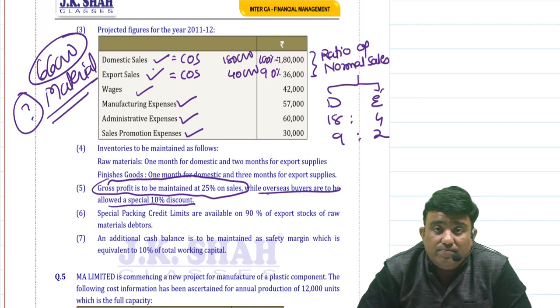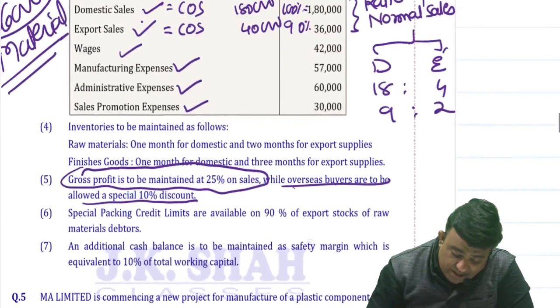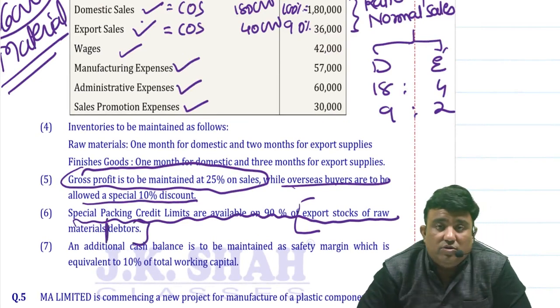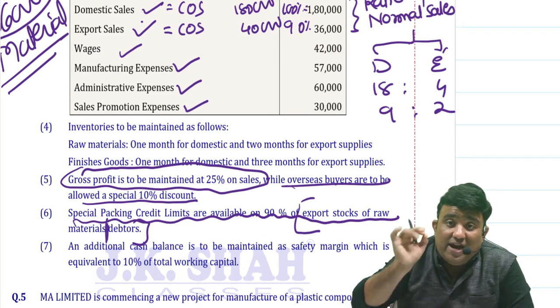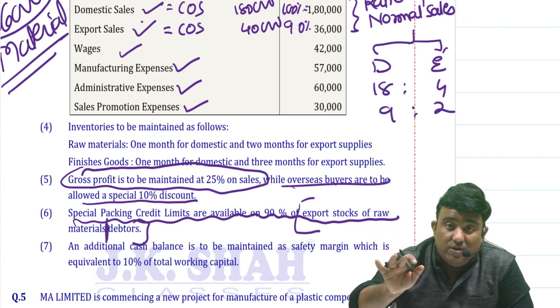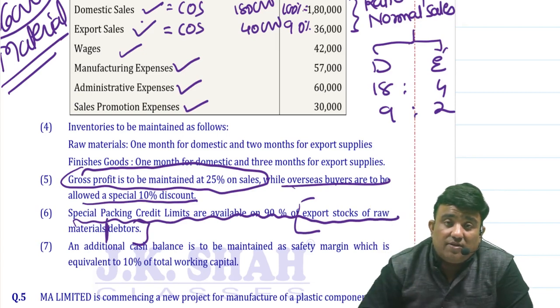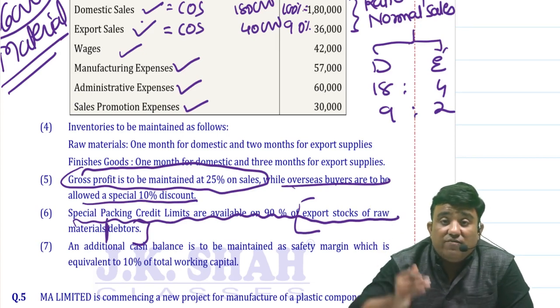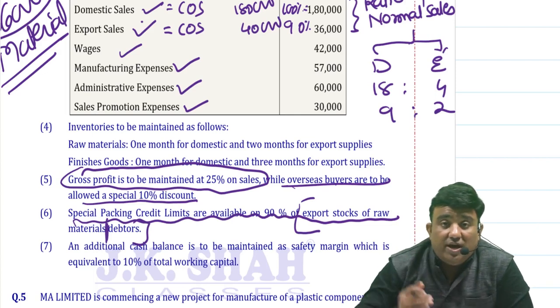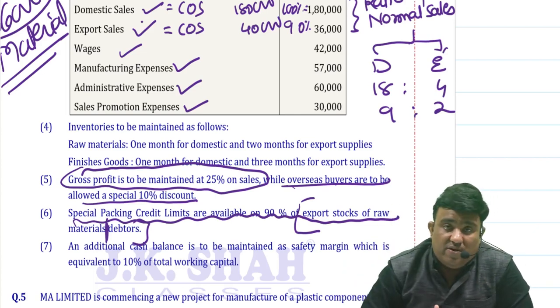Clear everyone? Done. And one more important point is special packing credit limit, which is nothing but 90% of export stock of raw material and export debtors both. So whatever your current asset includes, stock of raw material for export and debtors for export, take the total, and that 90% is a special loan given by the government for boosting the export sales. And this amount will reduce your working capital requirement. You can take this as a current liability. So indirectly it will be reducing your working capital requirement.